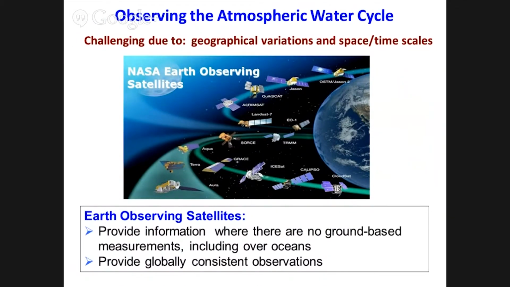Okay, so during the last couple of decades, there have been a number of satellites, and this slide specifically shows a group of NASA Earth observing satellites which are used for observing the overall total global water cycle, but the atmospheric part, of course, is observed very effectively as well. And the advantages of Earth observing satellites over ground measurements are that they provide large-scale global observations where there are no ground data available, and they are consistent.